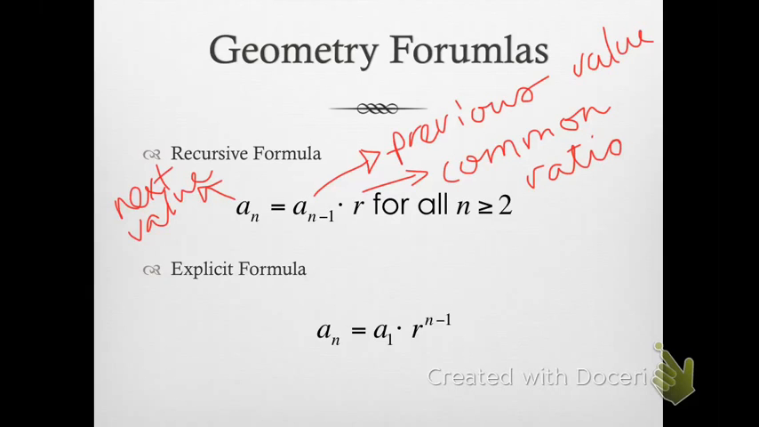In the explicit formula, to find the next value, you take the first value and multiply it by the common ratio raised to the n minus 1, n being the term number.